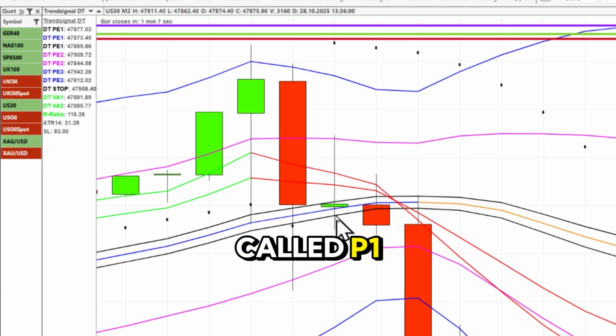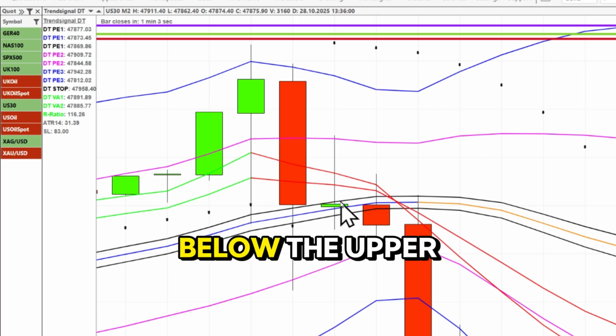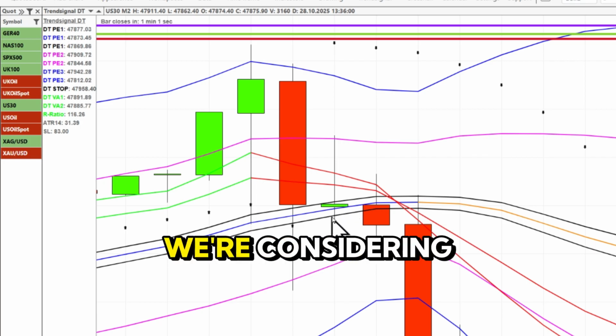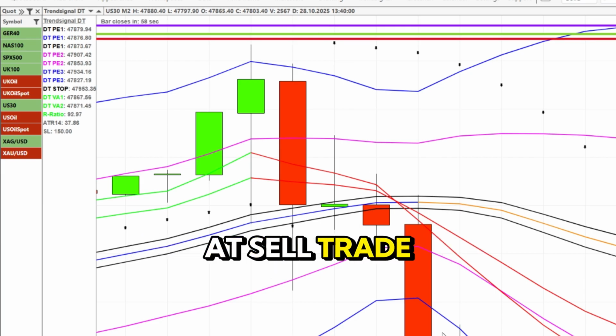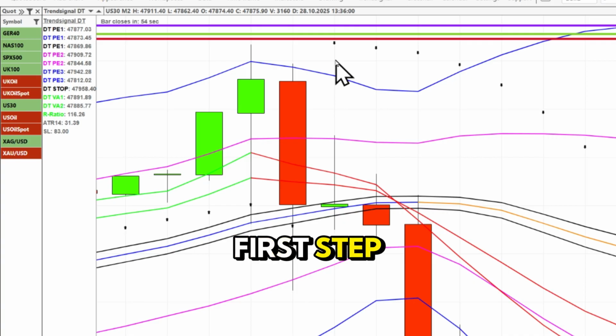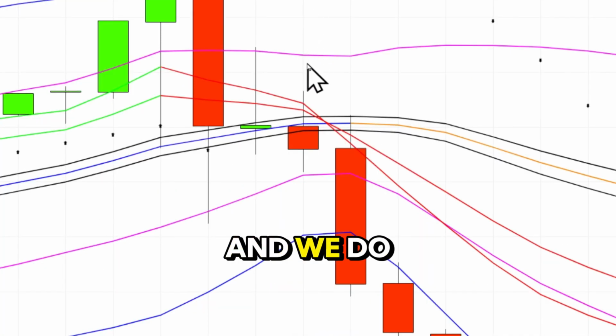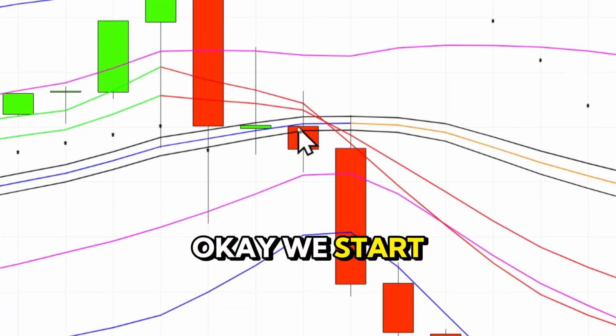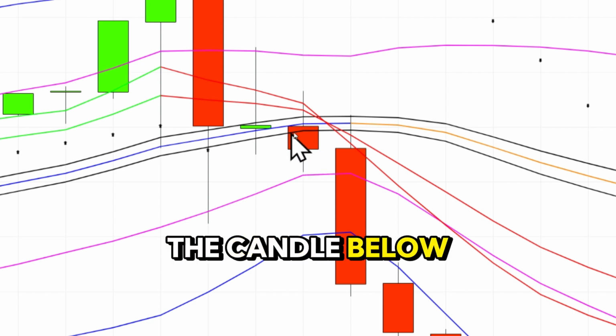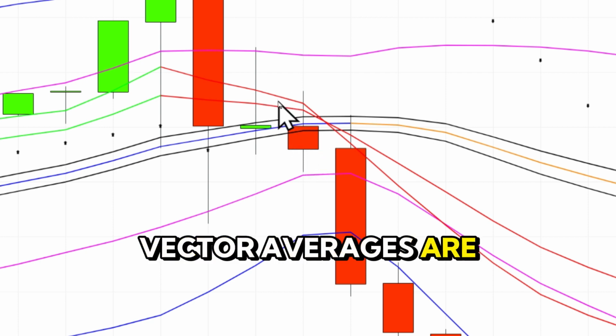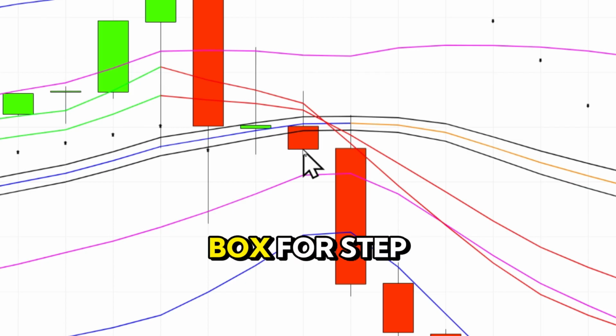Step three, we need the candle position, open or close, to be below the black line. This is called P1. In this case, it's not. It is below the upper PE, but it's the bottom PE we're considering because we're looking at a sell trade. We consider the sell side of the market. So we don't actually get an entry on the first step. We go to the next candle and we do get an entry. Okay, we start above, but we close the candle below the black PE. Vector averages are still correct, which means that we tick the box for step three.